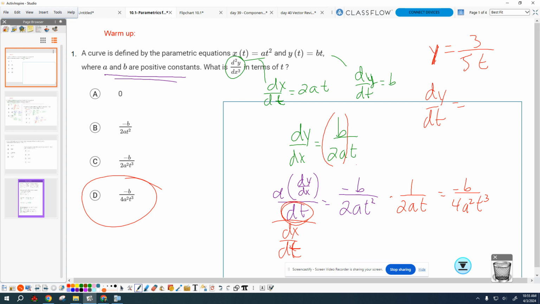What's that one going to be? 3 over 5t, what's the derivative of that with respect to t? Two more minutes. Multiply by the power, lower the power.